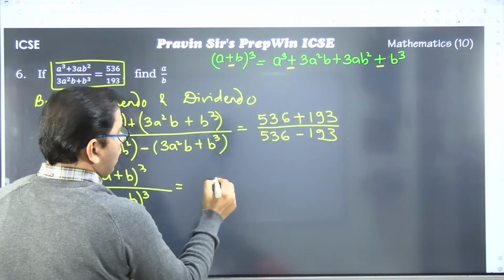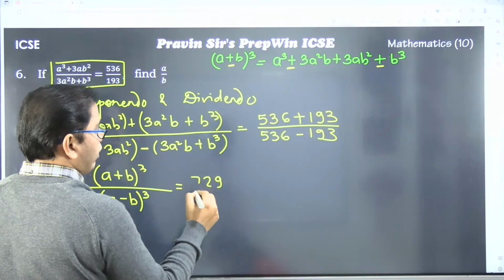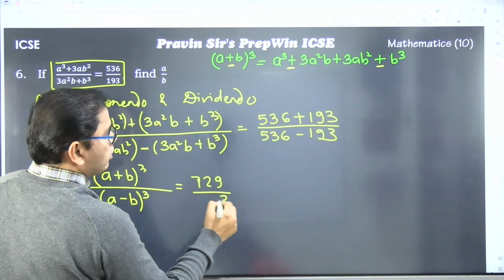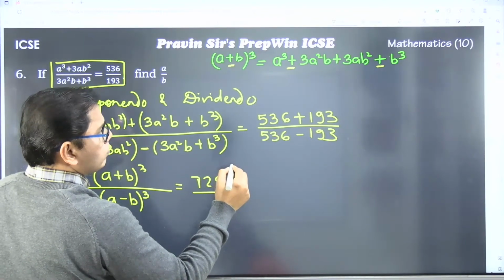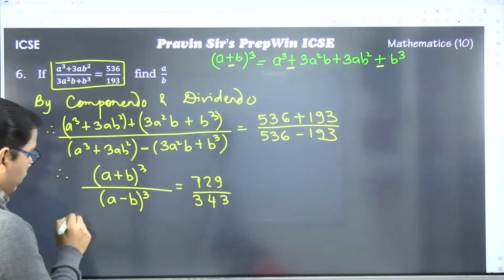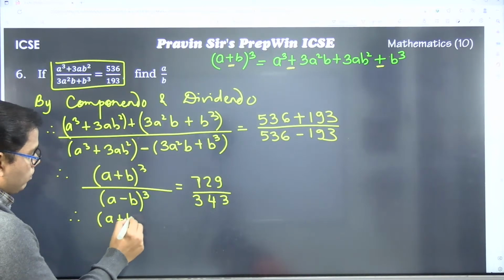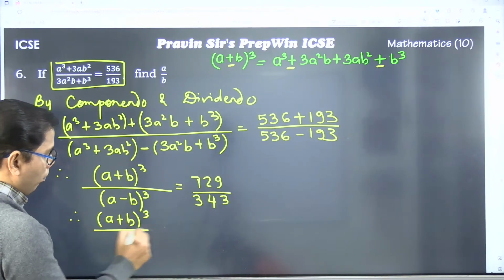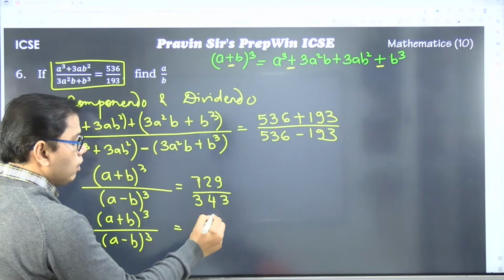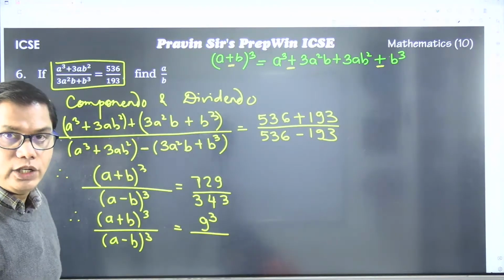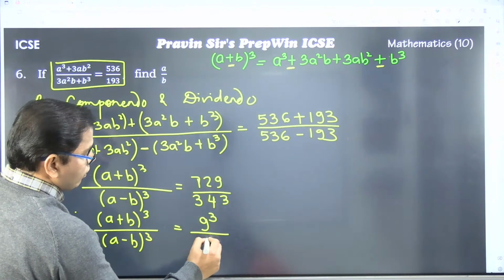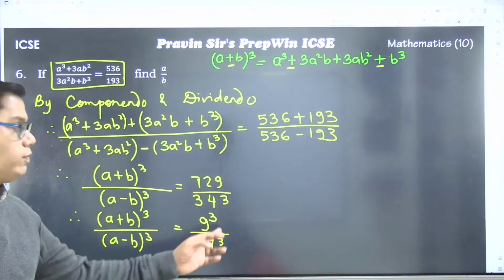And what is this? 9, 12, 7, 29. Yes, this is also a perfect cube. 536, 6 minus 3 is 3, and 12, 13 minus 9 is 4, and 343. Okay, very good. This is what? A plus b the whole cube upon a minus b the whole cube. What is 729? Isn't it cube of 9? And 343, is it cube of 7? That was cube of 7, right?